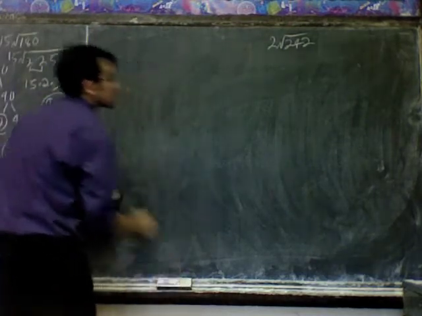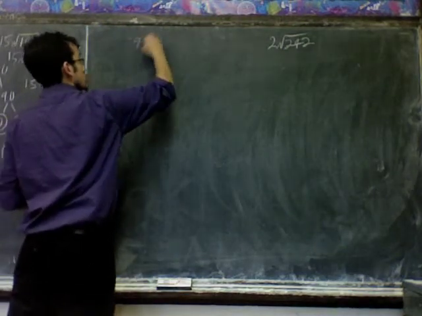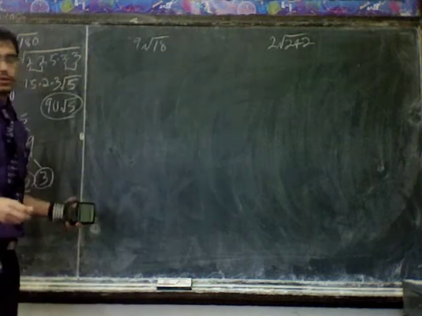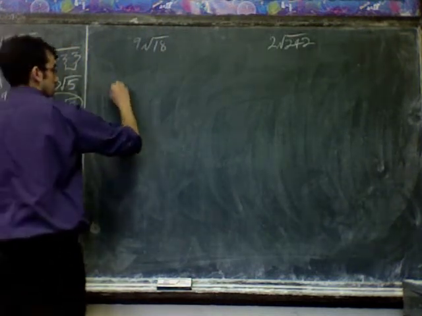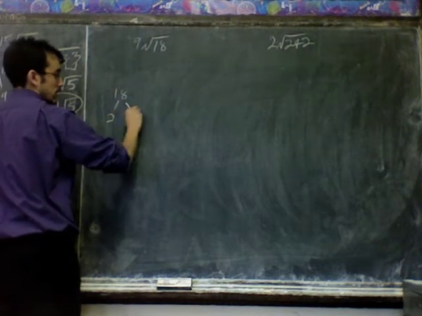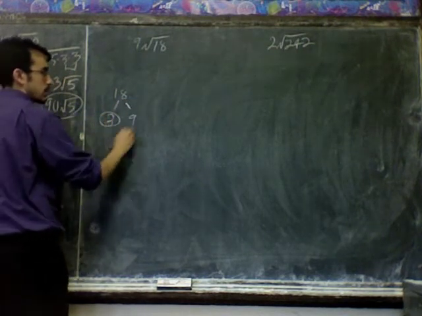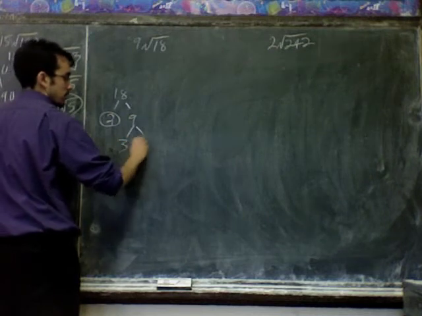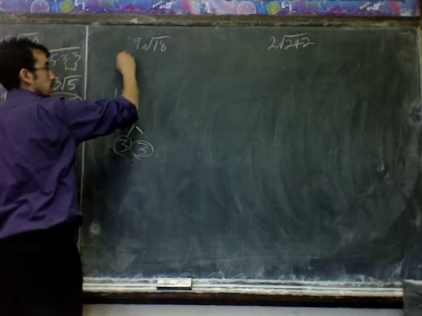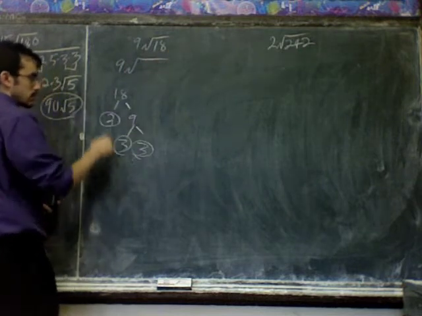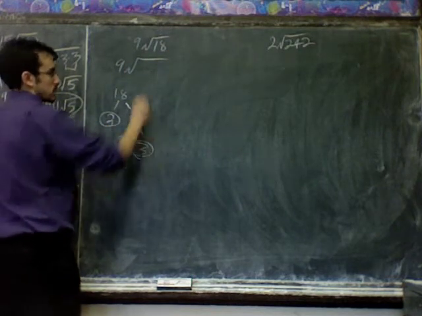9 square root of 18. Okay, this one will be pretty easy, pretty fast. 18 is easy to factor. 18 factors into 2 and 9. 2 is prime, but 9 can be factored into 3 times 3. So this really says 9 square root of 2 times 3 times 3, which is 18.